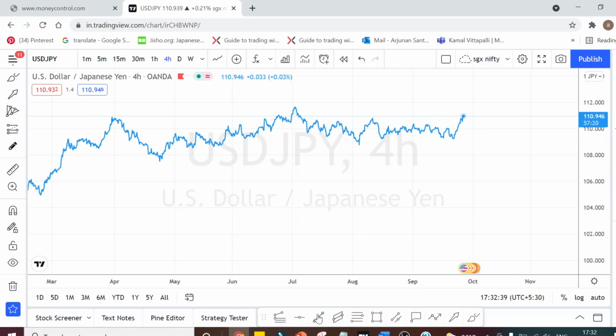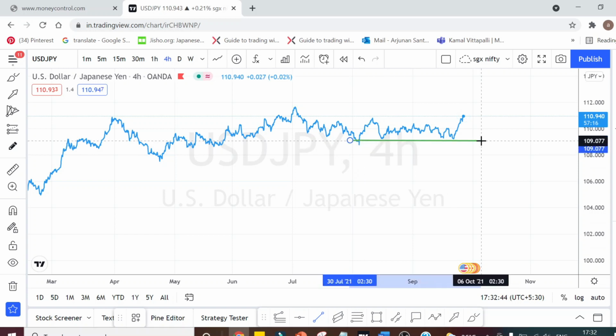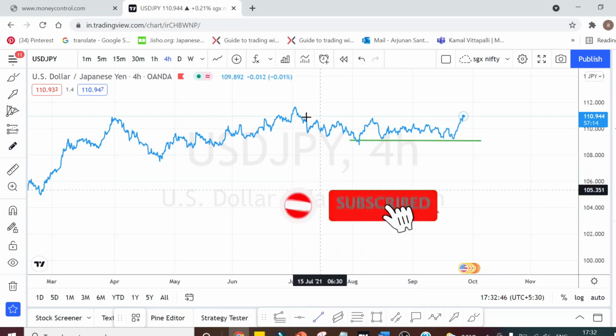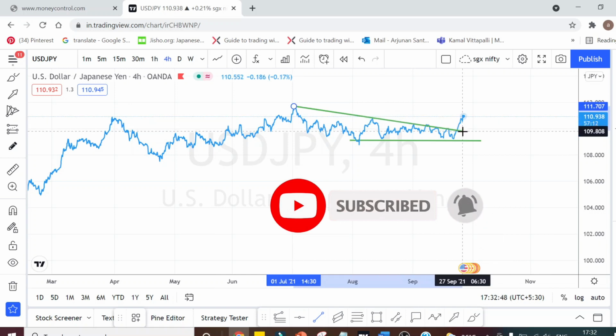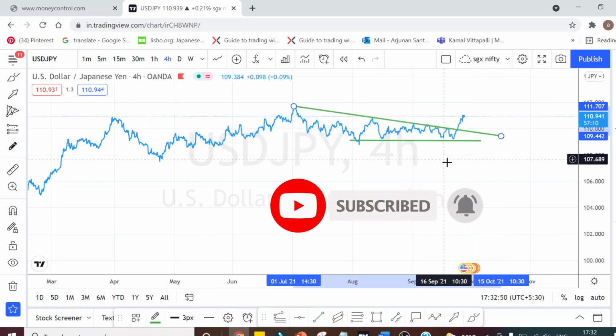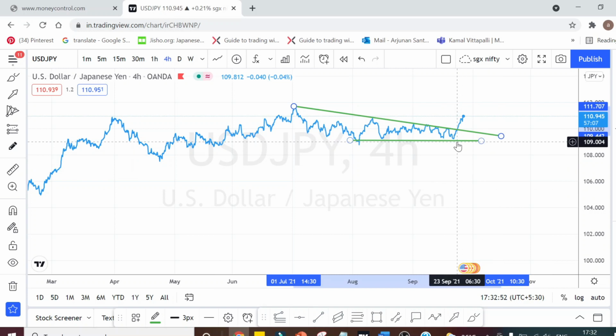To be more clear, you can see here it has taken a support. It has taken a support here, and there was a very nice triangle pattern formed, and it broke this triangle pattern on 23rd or 24th September. It has broken this triangle pattern and it started to move up.